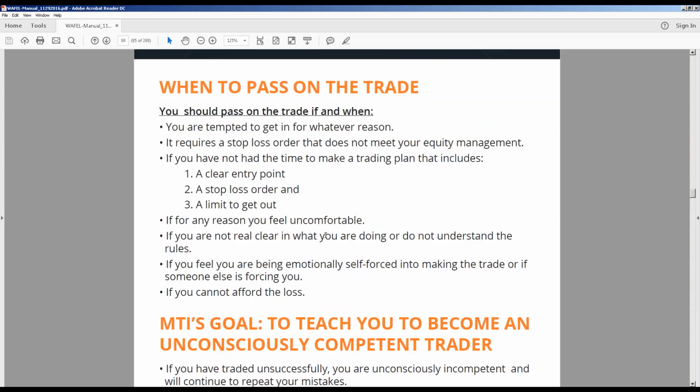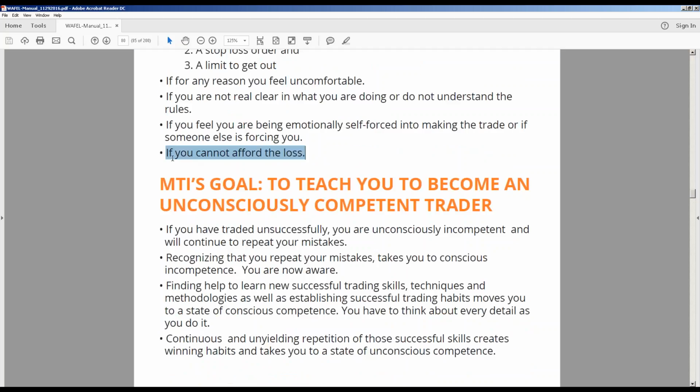Right. Now, when to pass on a trade? You should pass on the trade if and when you are tempted to get in for whatever reason. If it requires a stop-loss order that doesn't meet your equity management, pass. If you have not had the time to make a trading plan that includes a clear entry point and a stop and a limit, then don't trade. If for any reason you feel uncomfortable, then don't trade. If you're not really clear on what you are doing or do not understand the rules, then don't trade. If you feel you are being emotionally self-forced into making the trade, or if someone else is forcing you, then don't trade. If you cannot afford the loss, then don't trade.